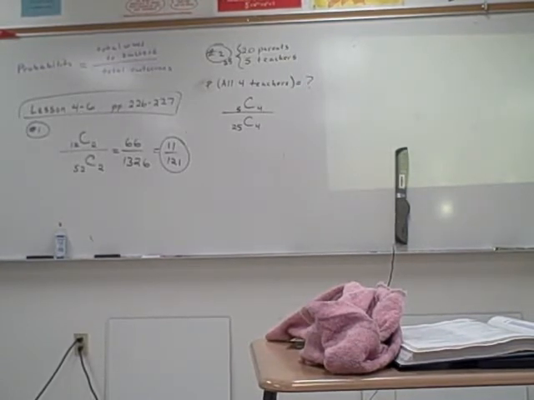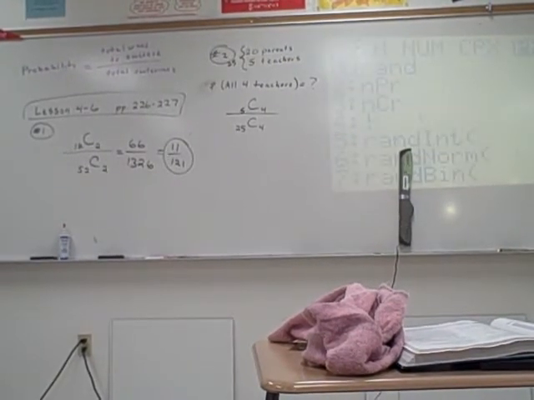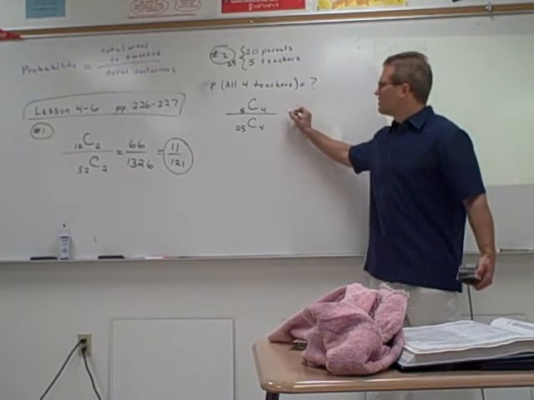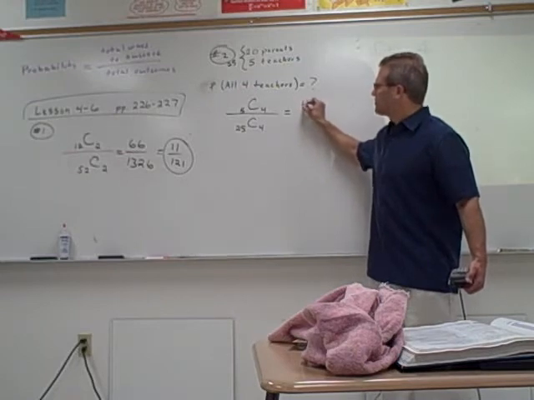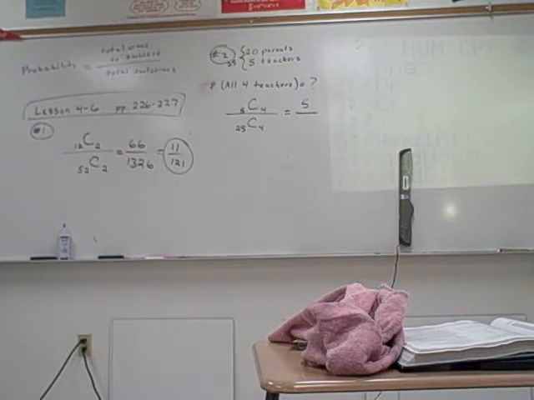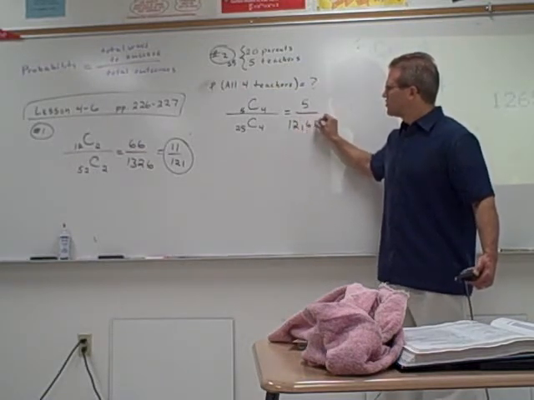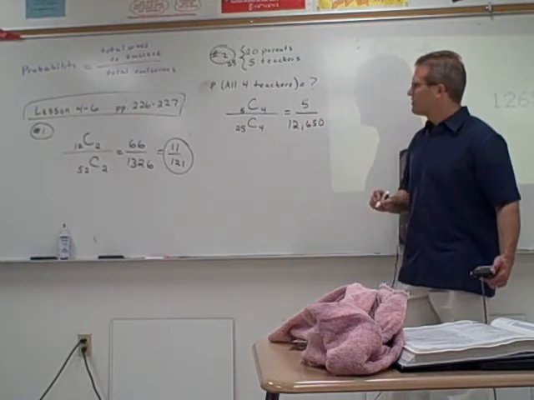So we go 5, math, over probability. Choice 3 is combinations, and 4 enter. There's 5 ways that you can choose 4 teachers out of 5. You get your total outcomes, 25, math, over probability, choice 3. We're choosing 4 again. 12,650 different ways that you can choose 4 people out of 25.